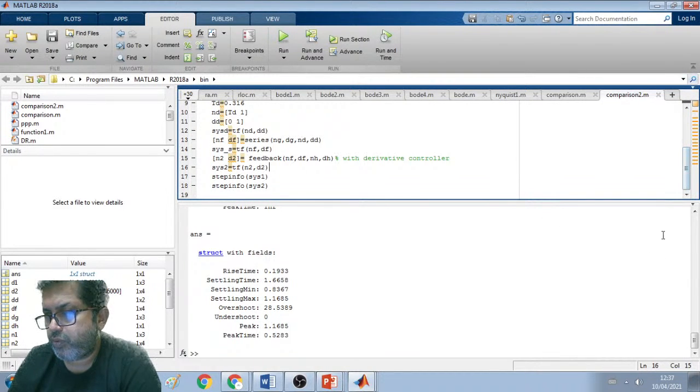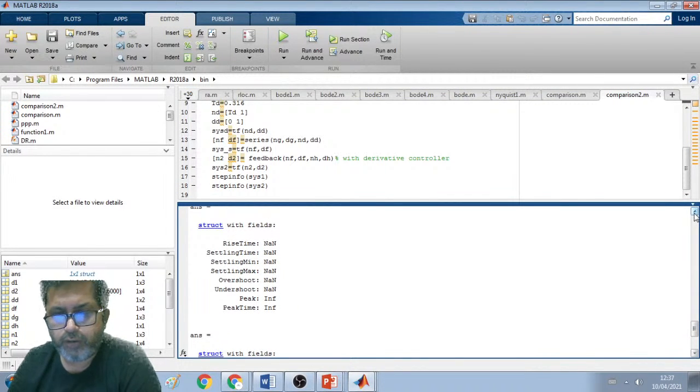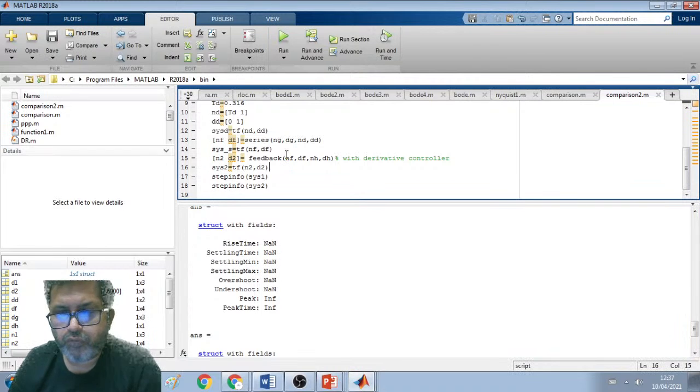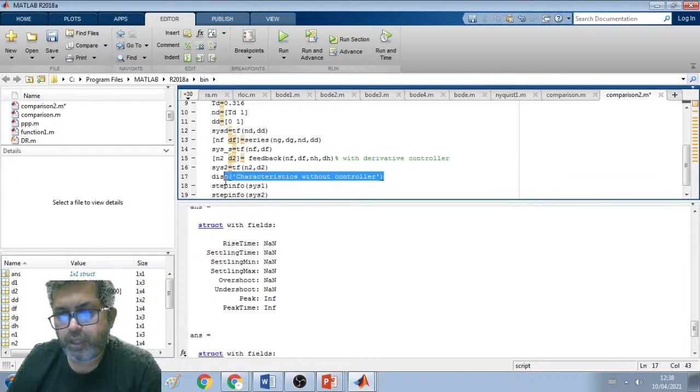See here now. Without feedback control, we can write down one more function here. Display characteristics without controller. Control C, Control V. Characteristics with controller.